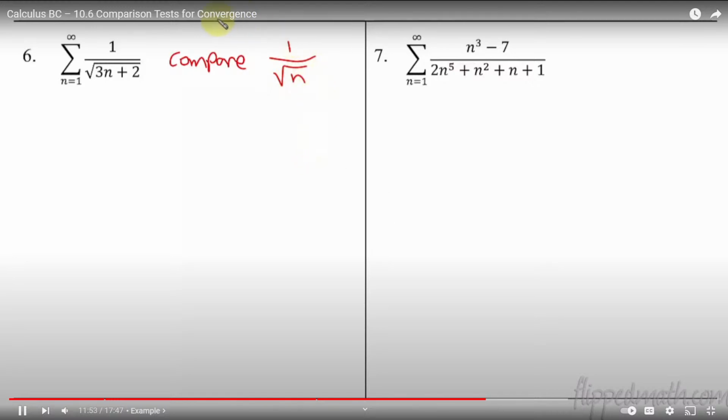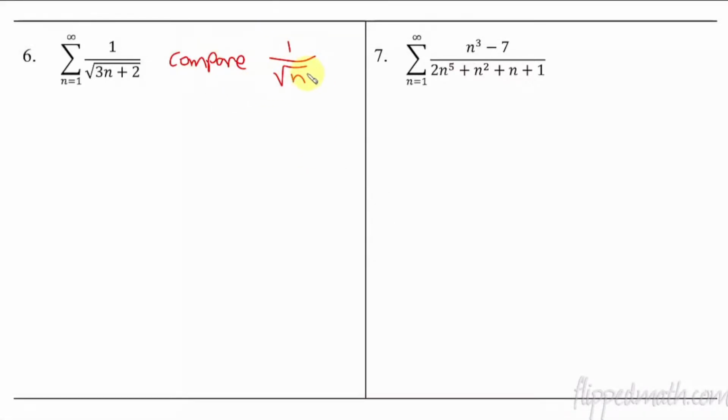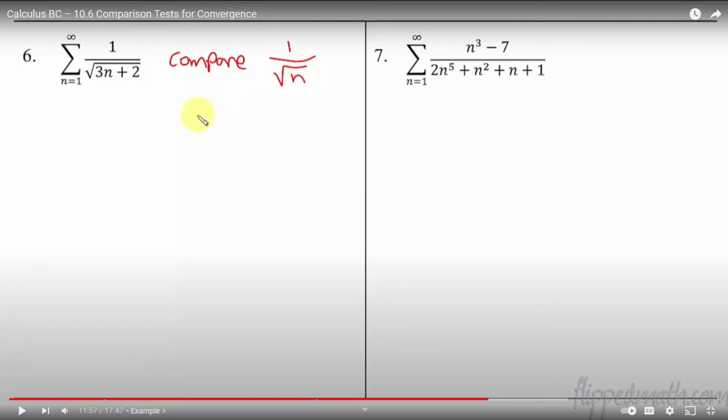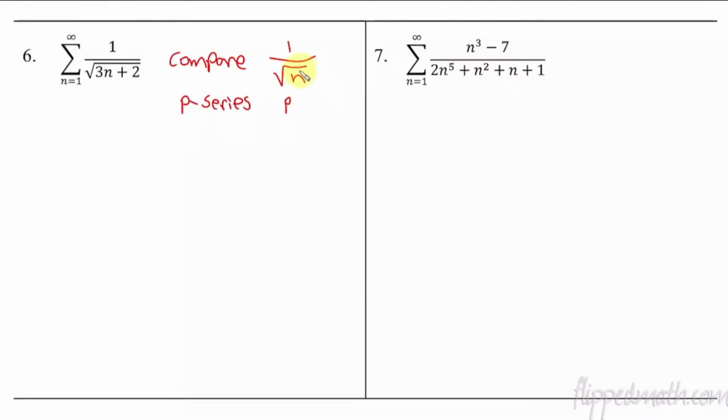Now, I'm going to compare it to this, but does this thing diverge or converge? This is also a p series, but in this case n is raised to the 1/2, so p is between 0 and 1, less than 1, therefore this is diverging. So when we do our limit, if L is positive and finite, then we know that this thing also diverges. But let's find out first.